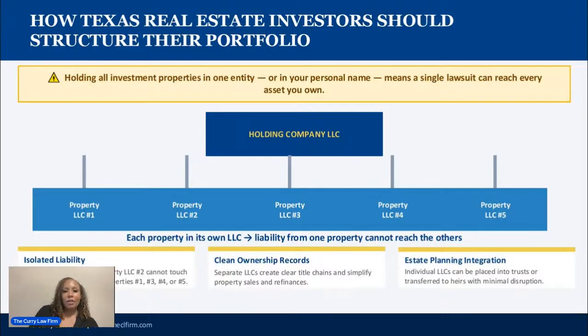So if something happens with property two, and that LLC number two, it does not affect the properties in 1, 3, 4, or 5. This can result in clean ownership records, whereas separate LLCs create clear title chains and simplify property sales and refinances. Estate planning integration. Individual LLCs can be placed into trust or transferred to heirs with minimal disruption. So it can be helpful in that aspect as well.